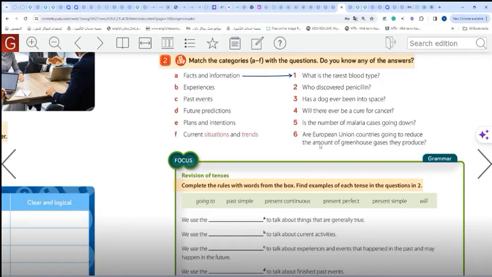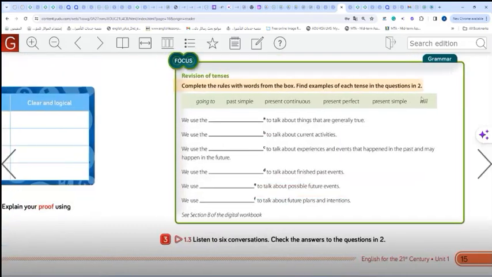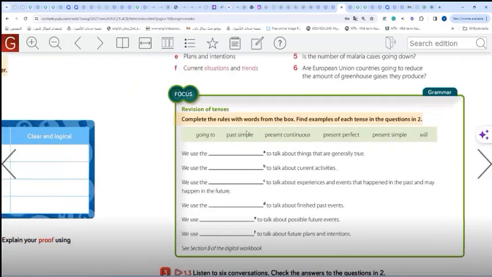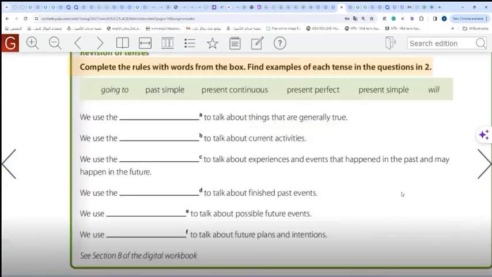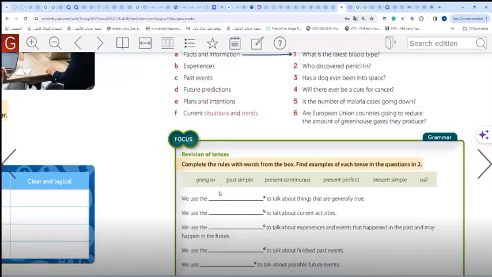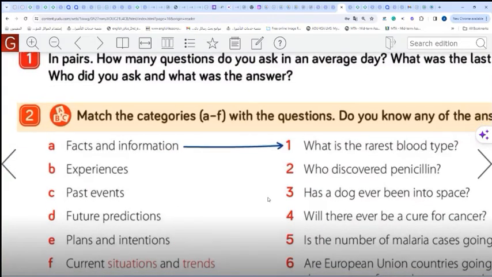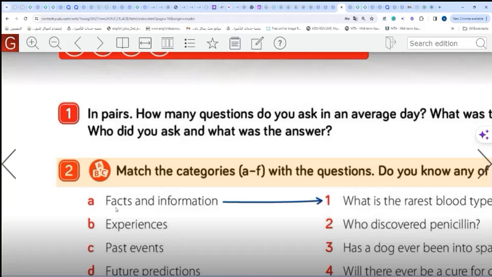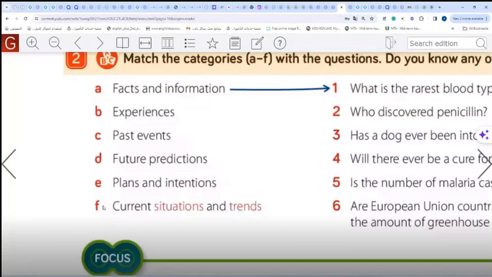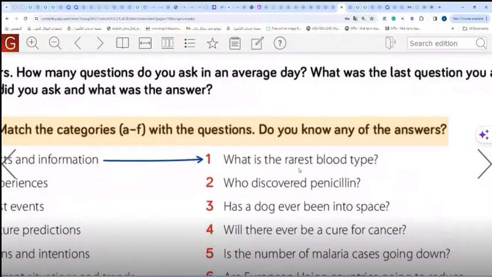Okay, so you need to concentrate on the grammar focuses. Don't forget, I mean the grammar focus boxes. Dear students, don't forget, this is very important. When I say, for example, look at exercise 2. Match the categories, I mean from A to F, A, B, C, D, E, and F, with the questions.